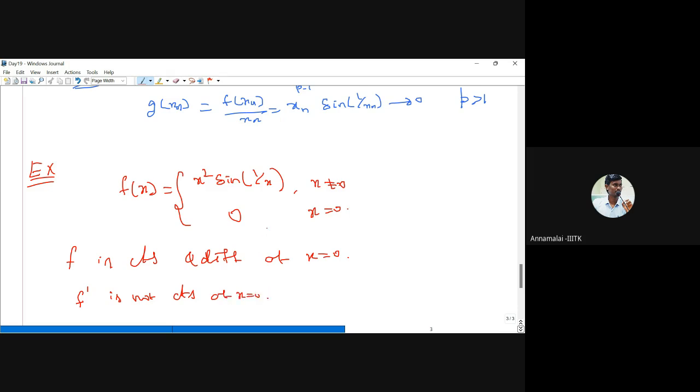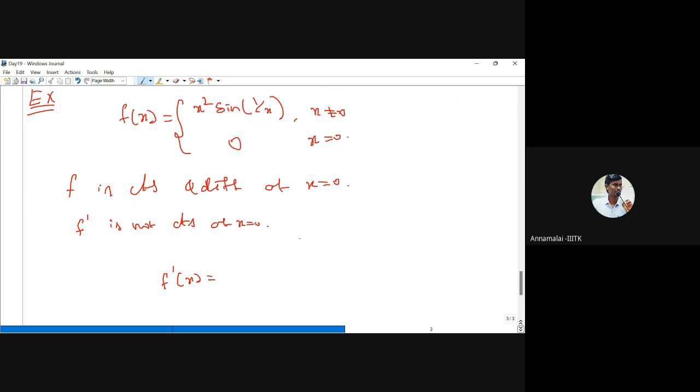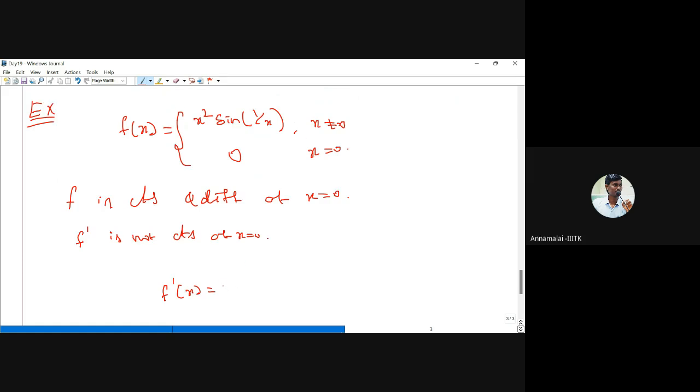Why? What is the derivative? The derivative of f is f dash of x. You have to apply the uv method. First we differentiate x square, we get 2x into sine 1 by x. Then plus, we fix x square and differentiate sine 1 by x, which gives cos 1 by x, and then we differentiate 1 by x, which is minus 1 by x square. So this is the derivative of your function at a point x not equal to 0. For x equal to 0, we get 0. Therefore, finally, what will we get?